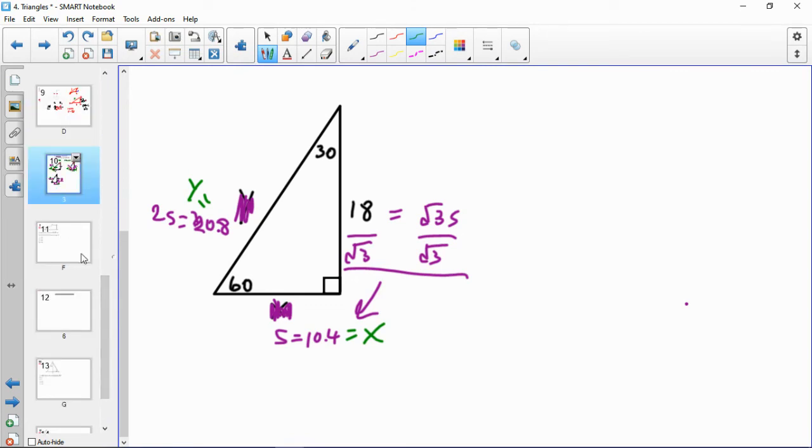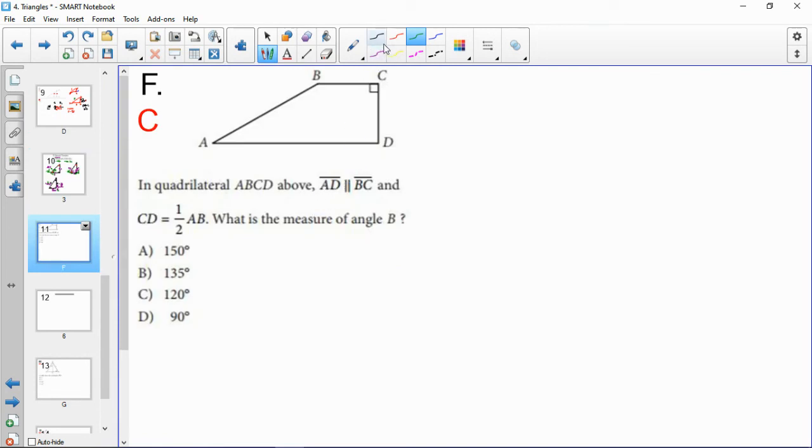And now we move. Okay, so now we're going to use that knowledge to do the converse of what I just showed you. In this problem, I know that AD is parallel to BC, and they are telling me that CD is equal to 1/2 of AB.